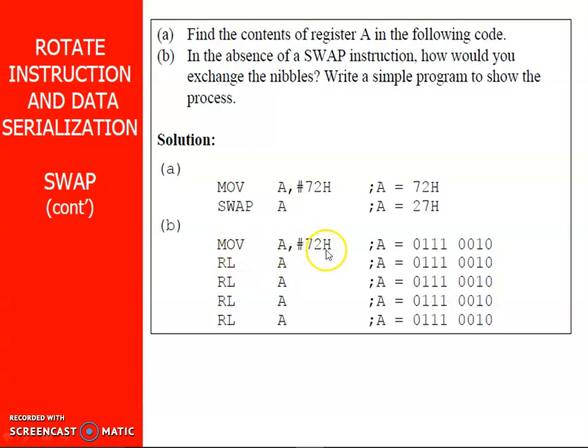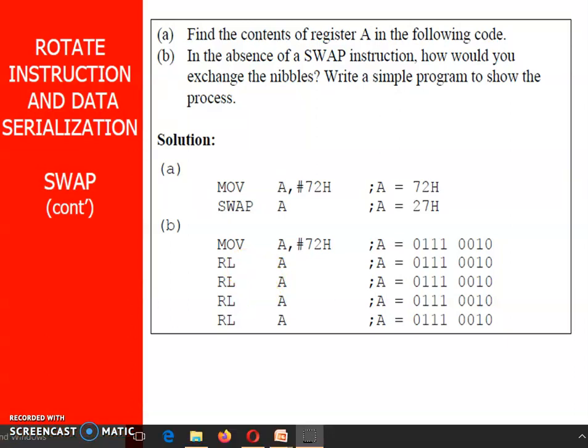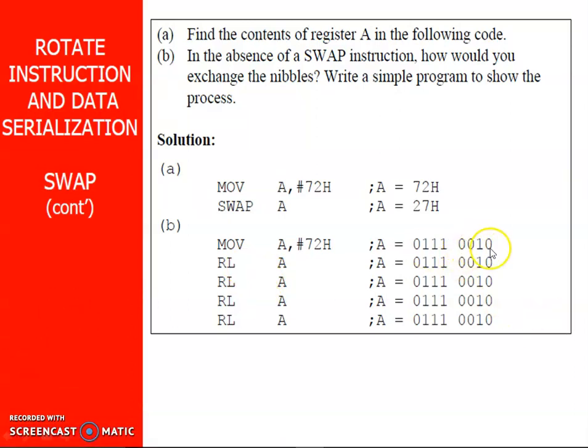So MOV A, #72H. We have to just rotate left. We have to take these 4 bits on the left side and move them to the right side. To do this operation, we use the rotate left instruction. Actually these numbers have not been shifted, so manually you shift the numbers, and at the end you get these 4 bits as the upper nibble and these 4 bits as the lower nibble.